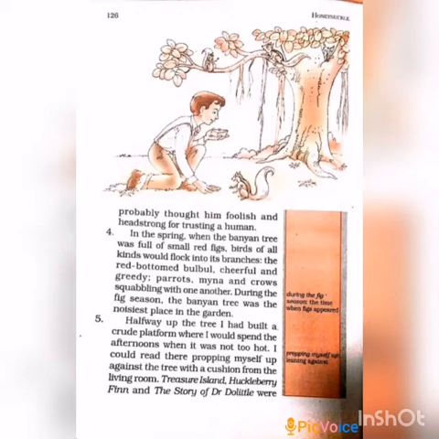Point number 4. In the spring, when the banyan tree was full of small red figs, birds of all kinds would flock into the branches. So, in the spring season, many small birds came and visited the branches. The red-bottomed bulbul, cheerful and greedy. They are very happy to play under the tree. Parrots, myna, and crows battling with one another. They fight and they enjoy the place very much.